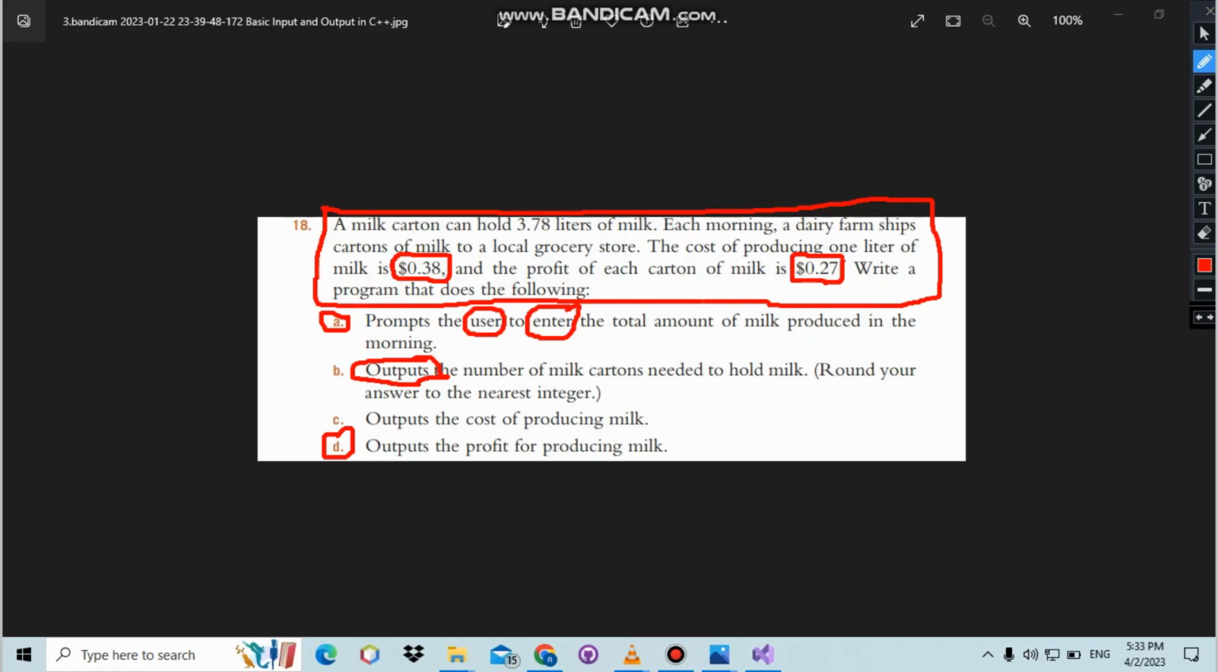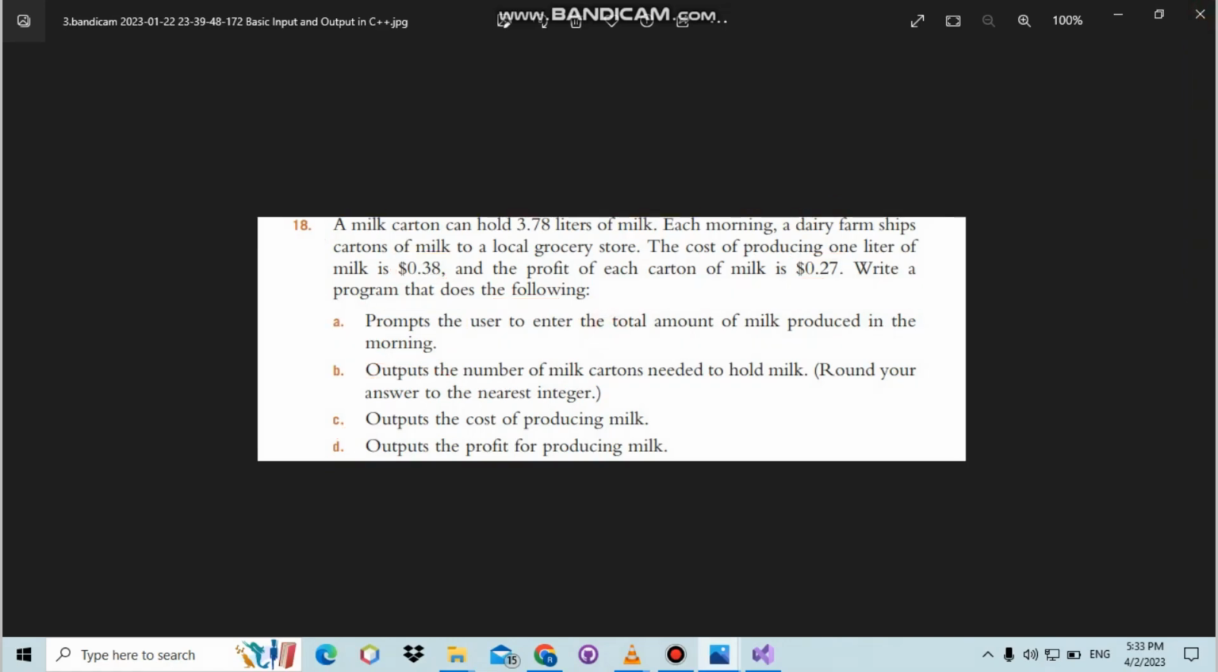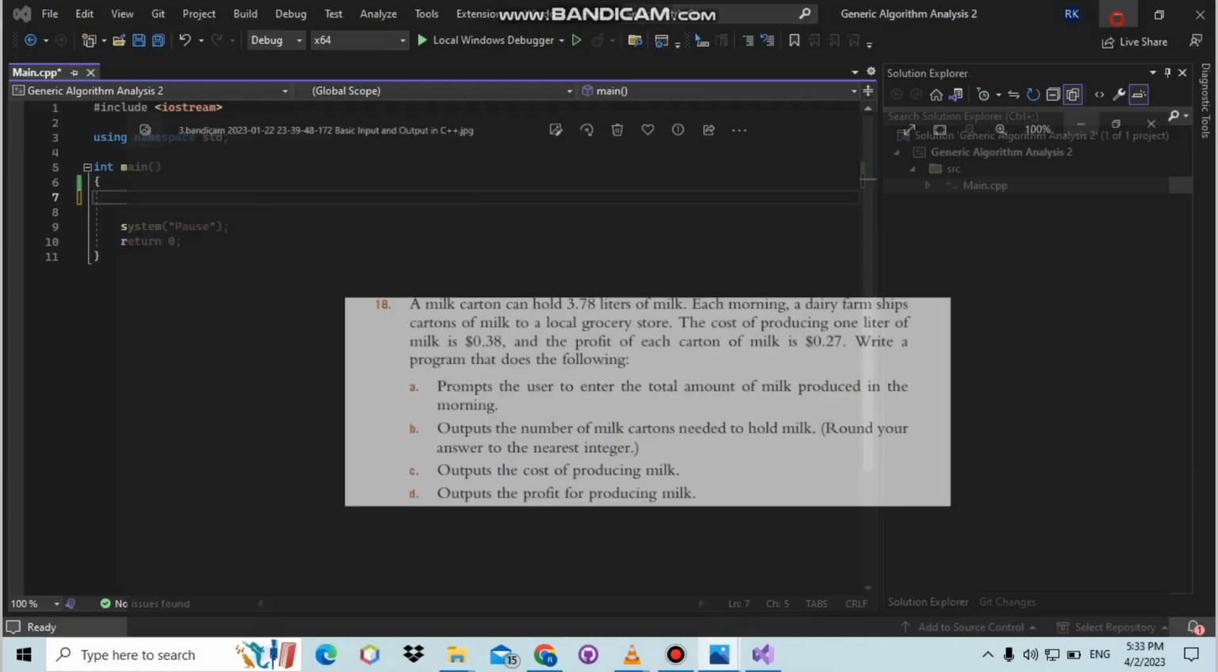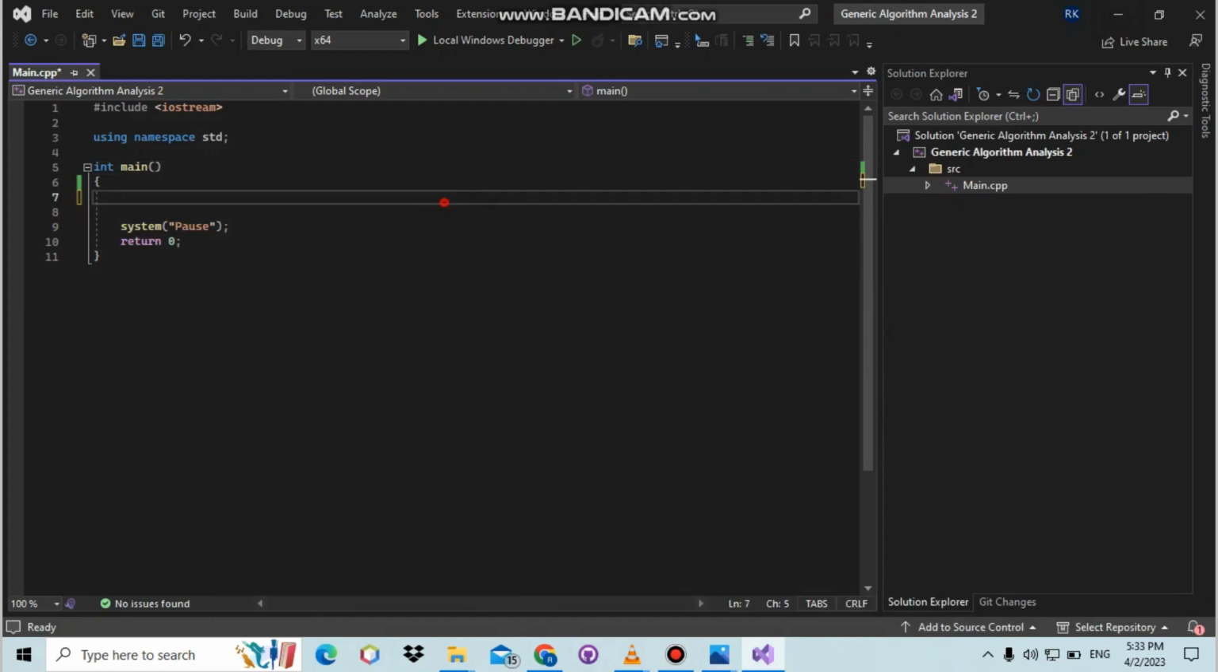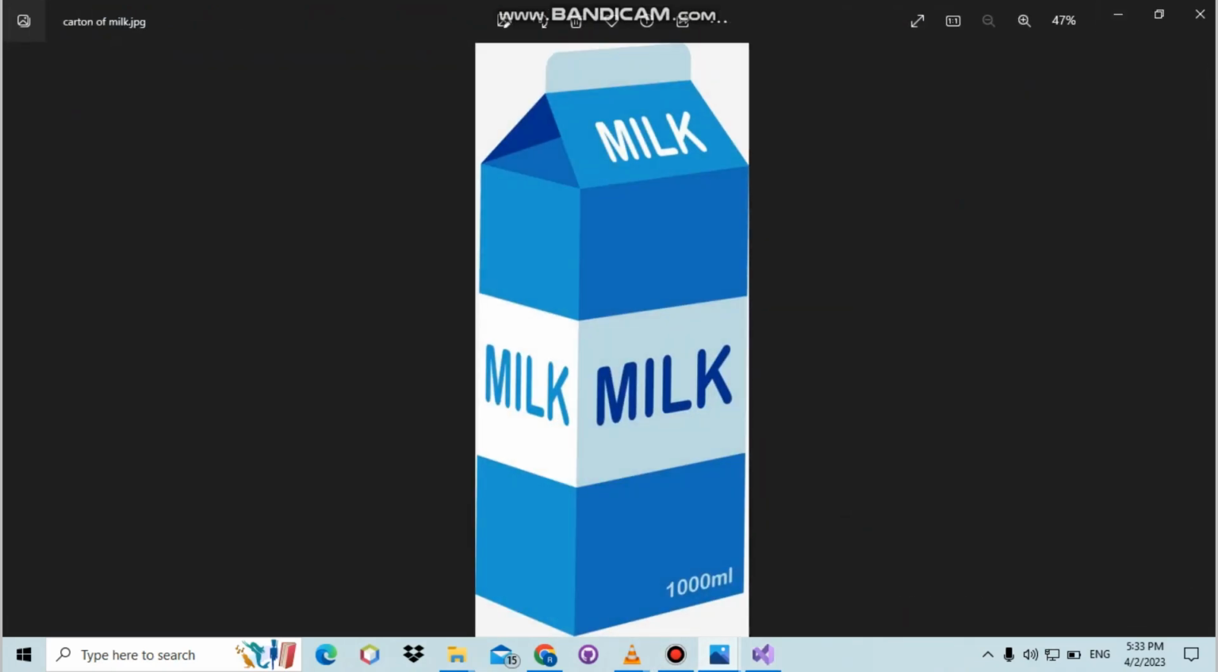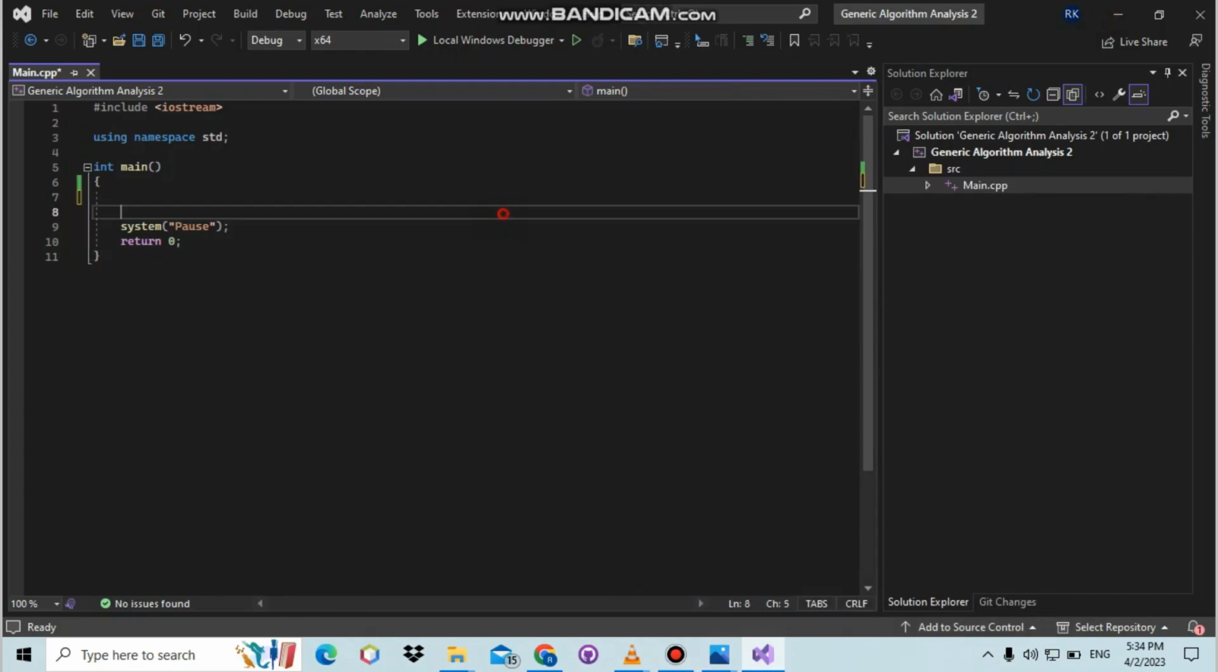But guys, now let's jump to C++ and start to program this. We're going to build a program that does something very specific, and the focus is to build a carton of milk, which means a carton of milk is something like this. A carton like this holds 3.78 liters of milk. Our program is to be focused on making sure that we can produce milk and sell it, of course, at the local grocery store.